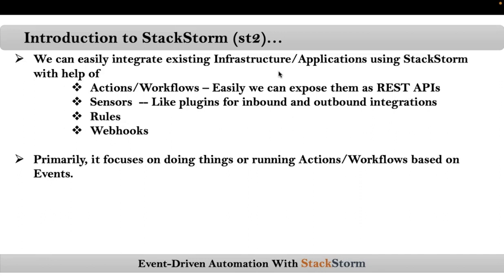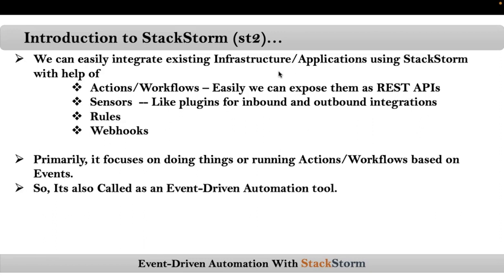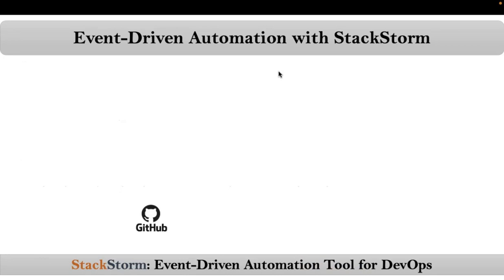The main motto of StackStorm is running actions or workflows based on events. That's why it is also called an event-driven automation tool. Let me give a simple example to understand an event-driven automation tool. Take GitHub. We know the purpose of GitHub, and it generates events based on actions. It may be a commit or deleting some branch.